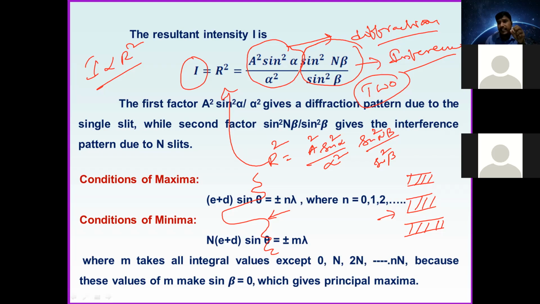property of light, I am talking about three actually: polarization, diffraction, interference.